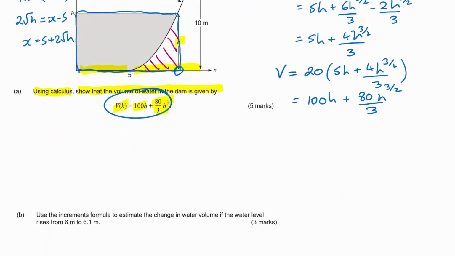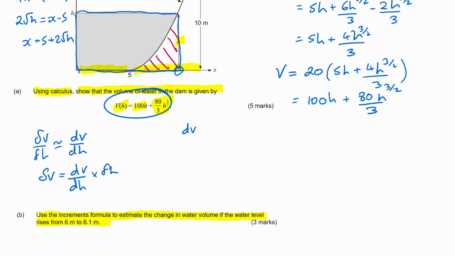Okay, so let's move on to the next part. Use the increments formula to estimate the change in water volume if the water level rises from 6 to 6.1. Okay, so we have dV/dh. So we wanted delta V over delta H, and we know that those are approximate. And so the change in volume is going to be dV/dH, approximately equal to anyway, times delta H.